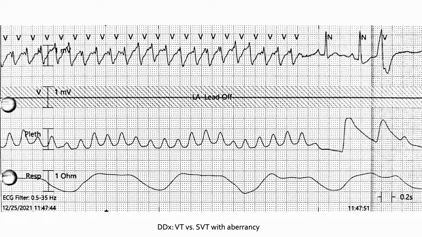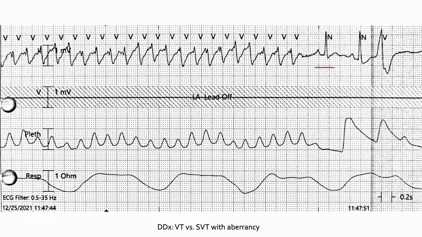Pre-excitation is quite rare, and we actually have a sinus beat here which does not look pre-excited. So overall, we put pre-excitation at the very bottom of our differential diagnosis list. So what we have left is VT and SVT with aberrancy. To distinguish the two, we need to use a series of tools available to us. These include the QRS morphology in the tachycardia and in sinus.